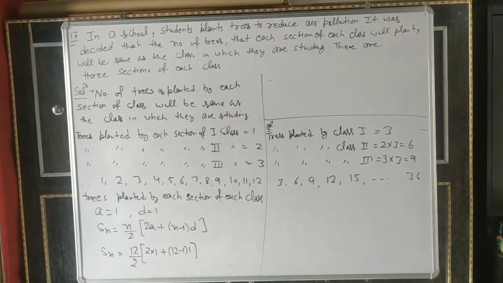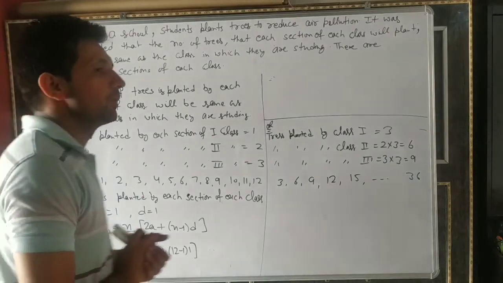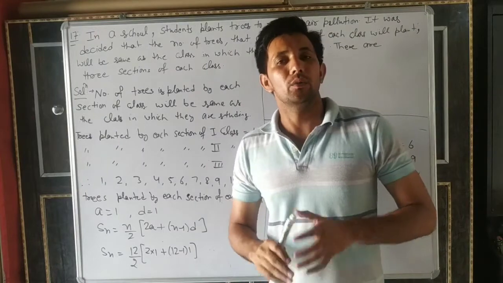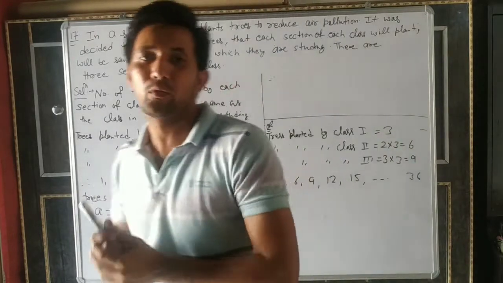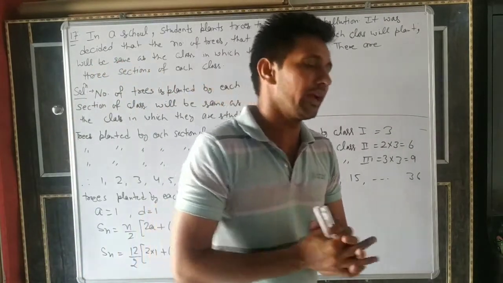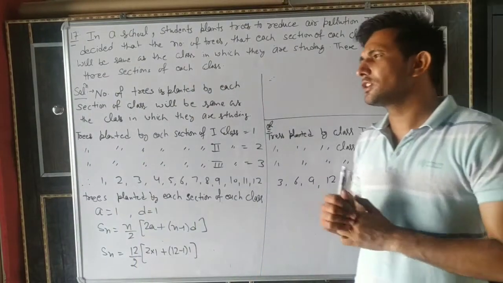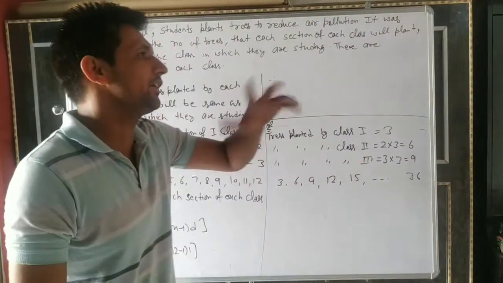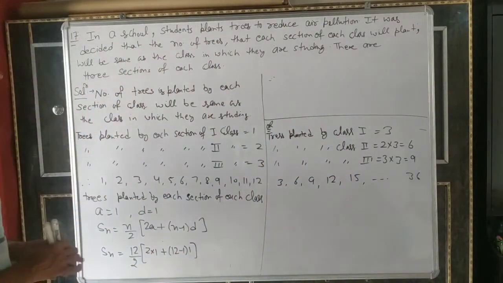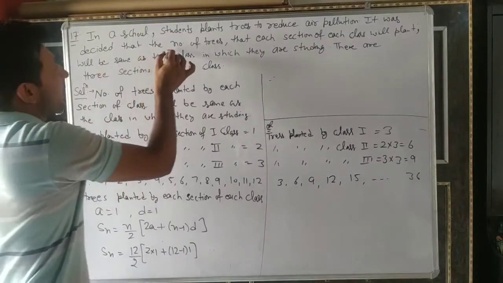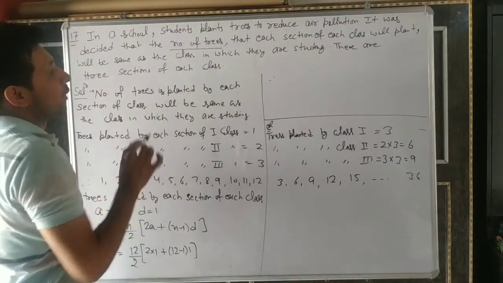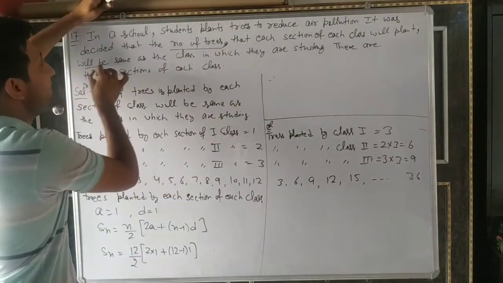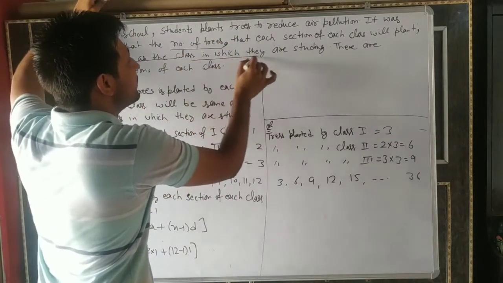Now dear, next question number 17. It is given that in a school, some students thought that they will plant trees for reducing air pollution. Suppose you want to plant some trees to reduce the pollution, and how many trees are you planting? It was decided that the number of trees will be the same as the class in which they are studying.